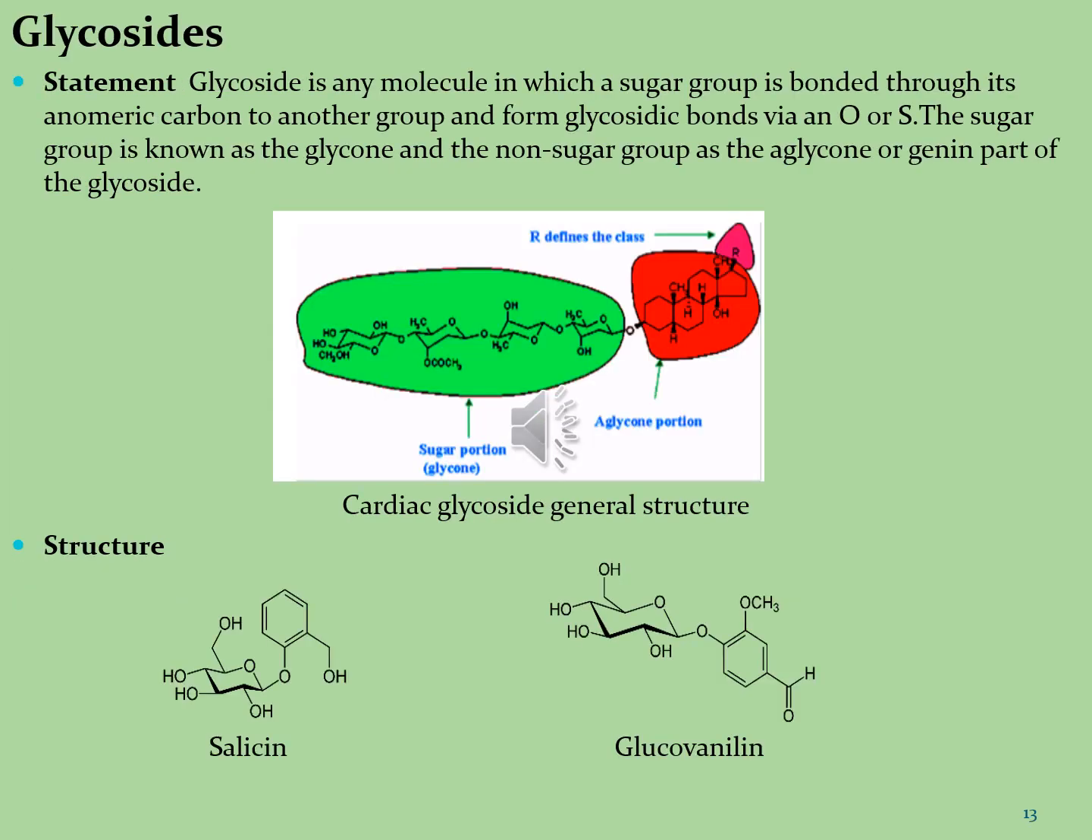Let's see what the glycosides are. Glycosides are phytoconstituents derived from plant sources, and a glycoside is any molecule in which a sugar group is bonded through its anomeric carbon atom to another group, forming glycosidic bonds via an oxygen atom or sulfur atom. The sugar group is known as the glycone part, and the non-sugar group is generally known as the aglycone part.